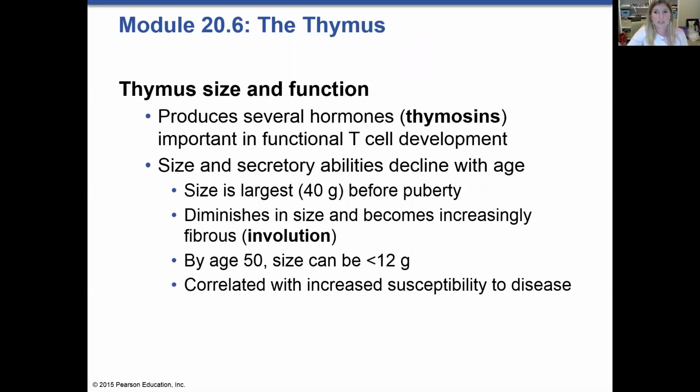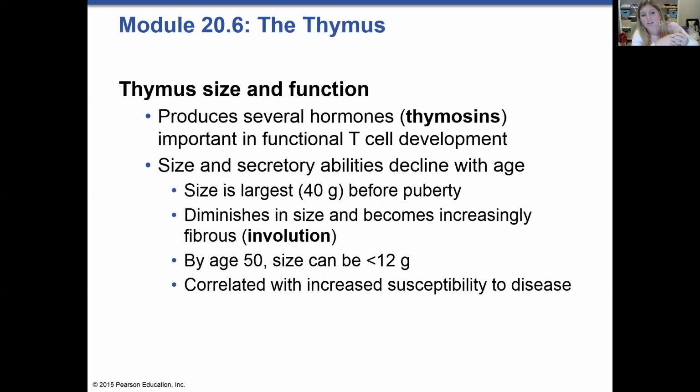We're going to continue on and talk about the thymus. The thymus is responsible for producing thymosins. Thymosins are thymic hormones. These are fueling the T cell development. The size and secretory abilities with the thymus actually decline with age very rapidly. The thymus is very, very active when you're young, and then right before puberty, it pretty much stops, and then it's slowly involuting. In other words, it's becoming inactive.